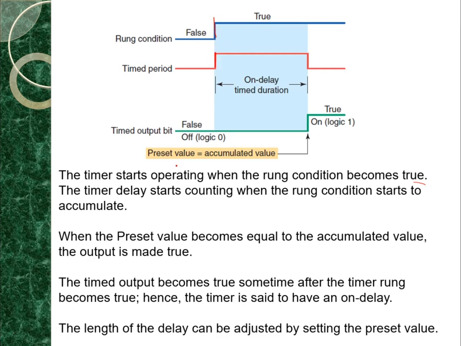So when the accumulated value is equal to the numeric value of the preset value, meaning that the timer is done, the output will be turned on, or will be true. So this is the basic function of the on delay timer. The output will become true when the on delay time duration is finished or complete.